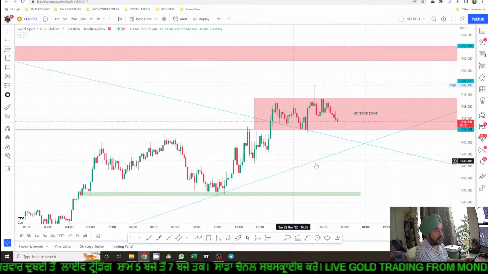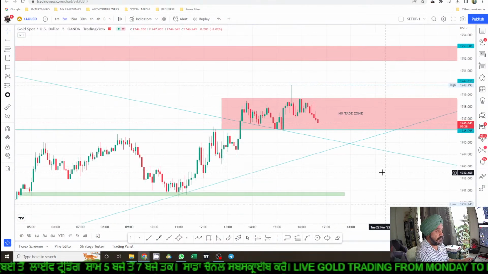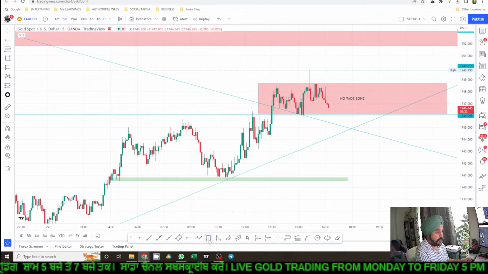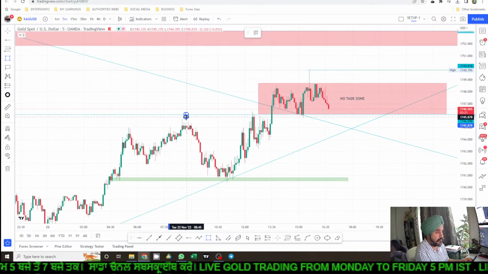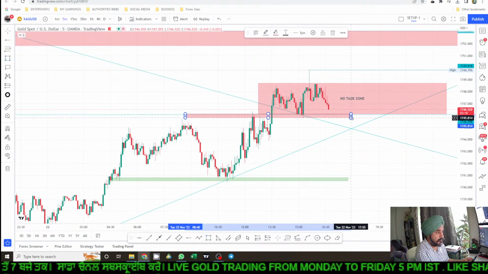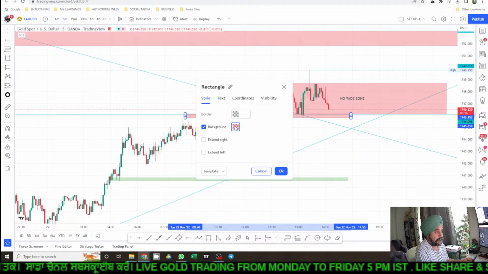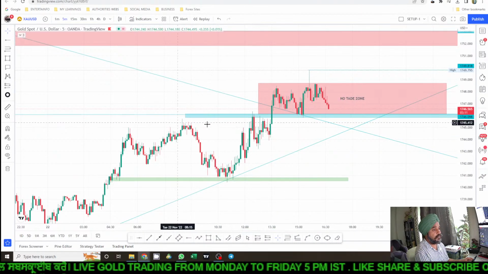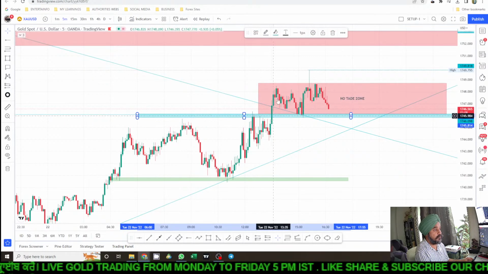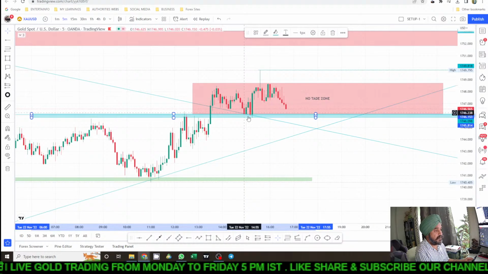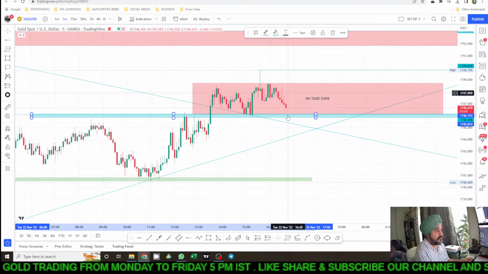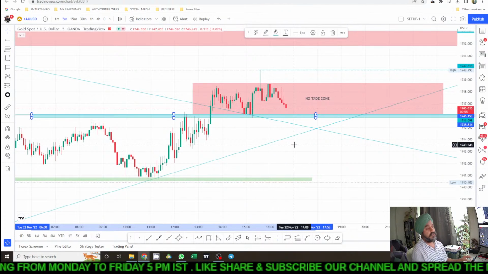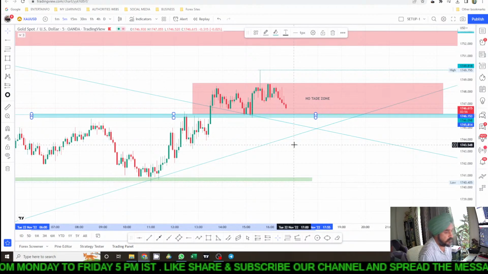So gold is not breaking above, and this is a previous support. This is a support, previous resistance turned into support, so we should wait. It has already been tested twice. So a third time it can also bounce from here. Wait for the rejection. If a candle closes below, then we can see downward movement, because this is a major support area.